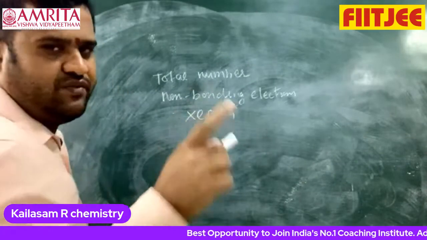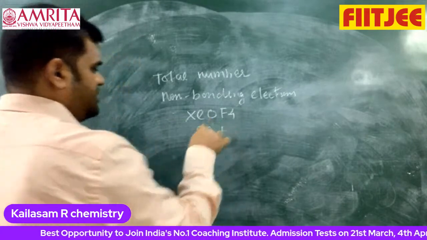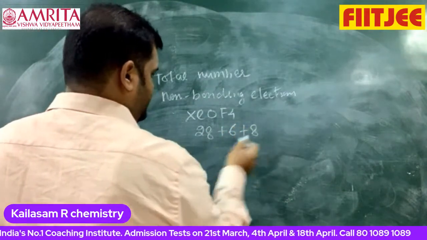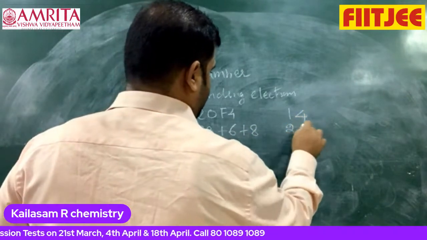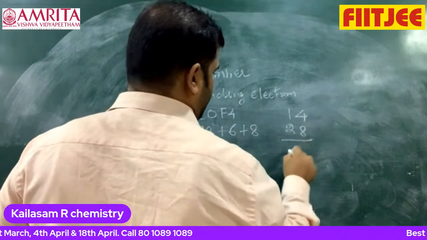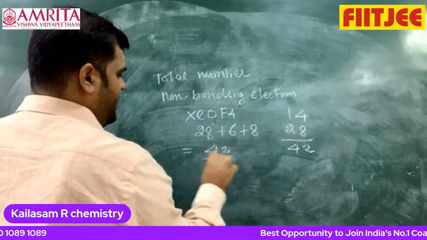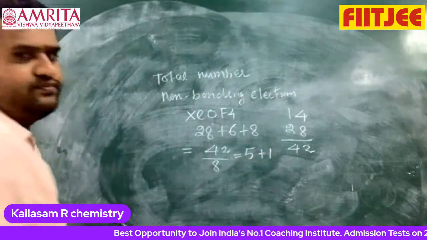So fluorine is 7, 4 sevens are 28. Oxygen is 6, that is 8. Now 14 and 28, we can have 40, so 42 by 8 can have 5 plus 1.